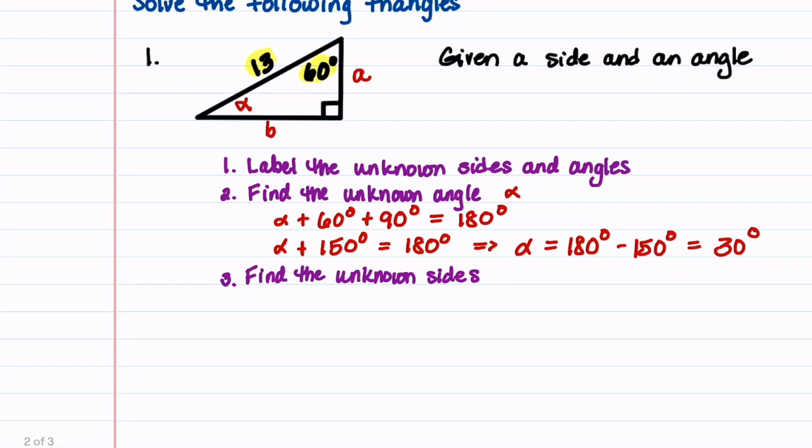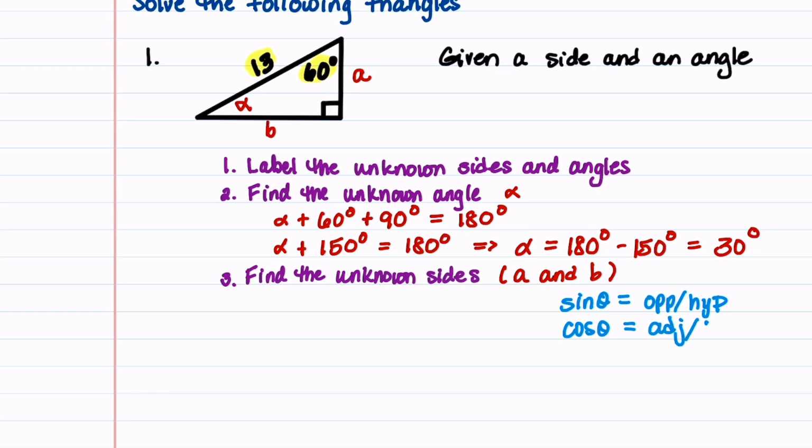We'll now find the unknown sides, and those sides are A and B. To find these sides, we're going to use trigonometric ratios. The ones we can choose from are sine theta is opposite over hypotenuse, and cosine theta is adjacent over hypotenuse. We shouldn't use tangent because tangent is opposite over adjacent, and both of those are unknown.